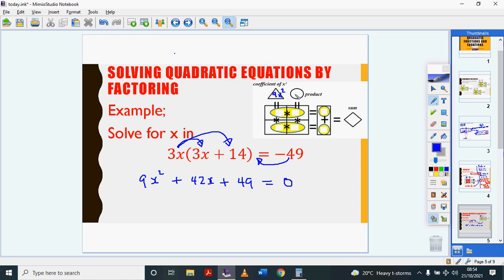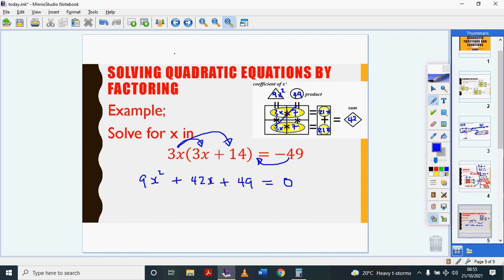So this is 9x squared, this is 49, and I want to figure out how to make this equal to 42. So 9x squared, I can use 3 and 3. I can use 3x and 3x. And 49, I can use 7 and 7. So let's see, 3x times 7 is 21x, and 3x times 7 is 21x. So 21x plus 21x is equal to 42.